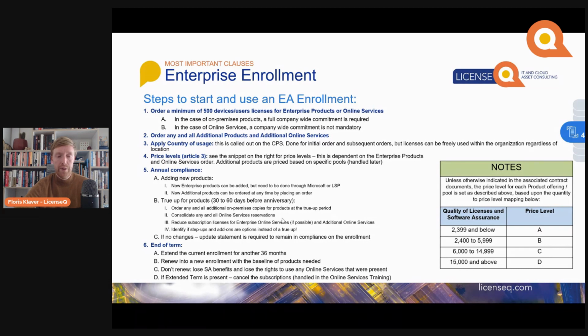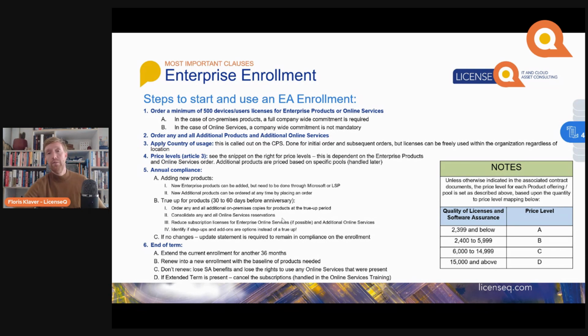And in this true-up, you need to make sure that you order any and all additional on-premises copies. You consolidate any and all online service reservations. You have the option to reduce subscription licenses for enterprise online services only and additional online services. And you can identify if you want to do a step up or an add-on for products that you need.